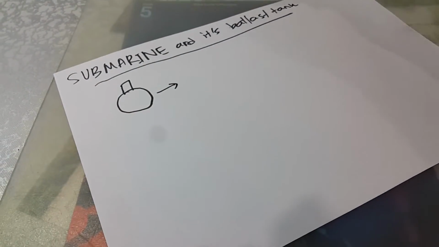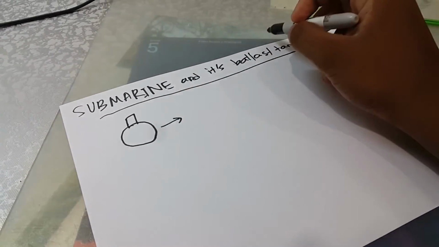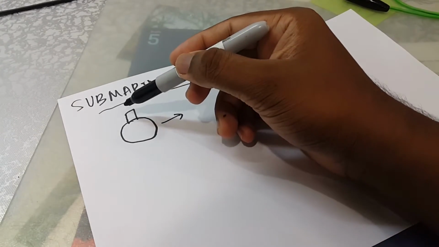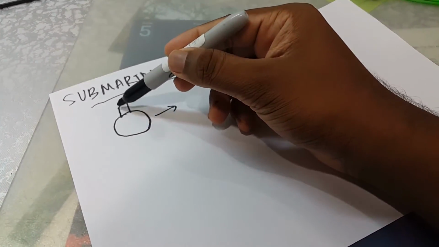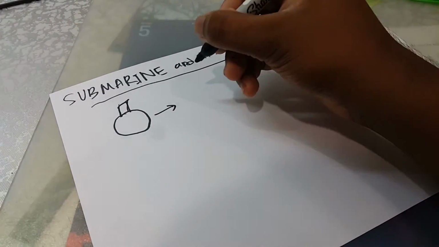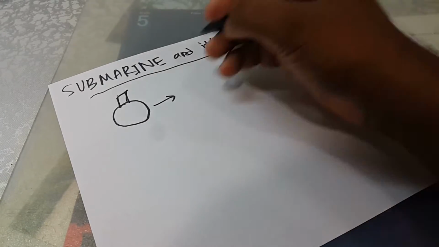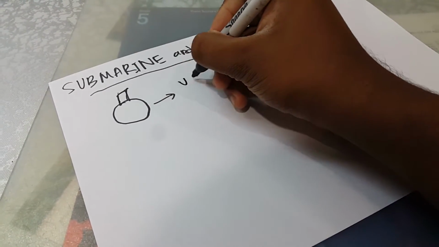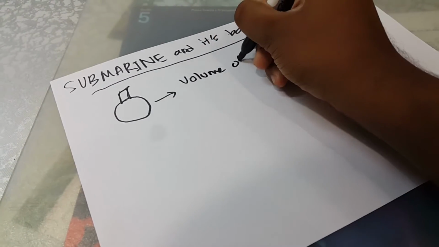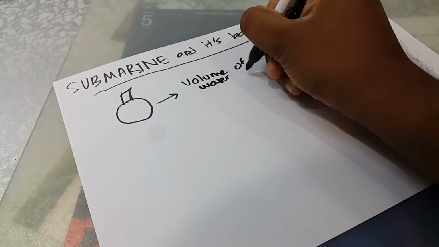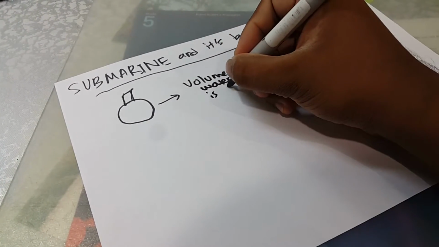Okay, another thing that gets thrown around in this chapter a lot is the submarine situation and its ballast tank. Now the thing to understand here is that the submarine's shape is always the same, right? The shape is always the same. So the volume of water it displaces in any situation is always the same.